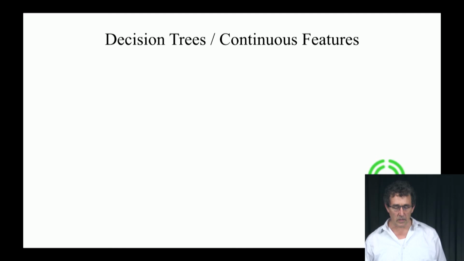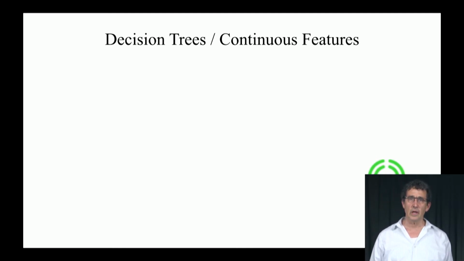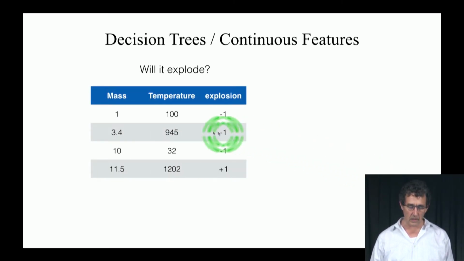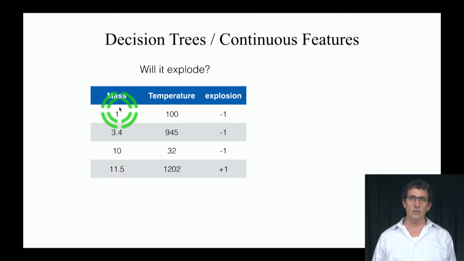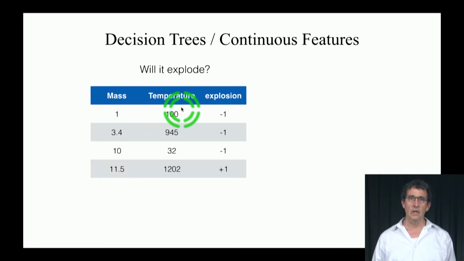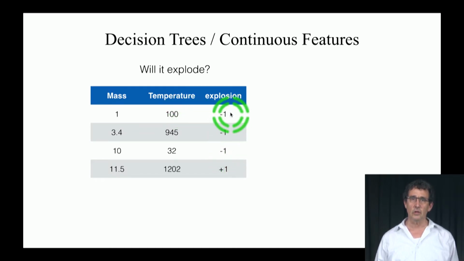Sometimes we don't have discrete features, we have rather continuous features. For example, suppose that we're worried about some package, whether it will explode or not. And suppose the data that we have about packages in the past gives us information about their mass, which is a real valued number, and the temperature at which we had them, which is also a real valued number. For each one of those, we see whether it exploded or not. And really, there's only one case that exploded down here.